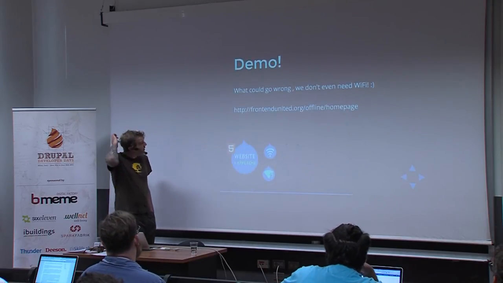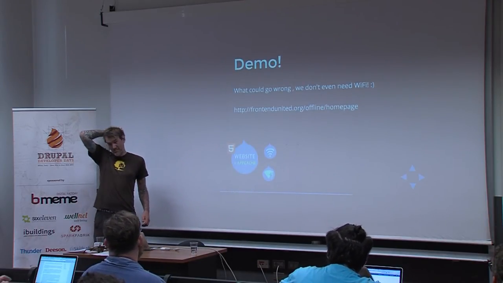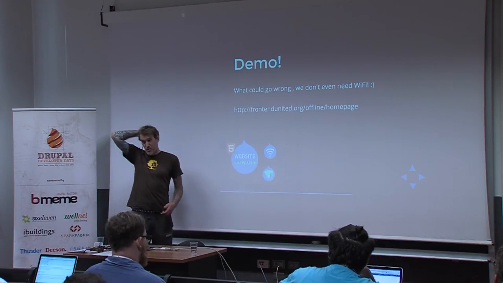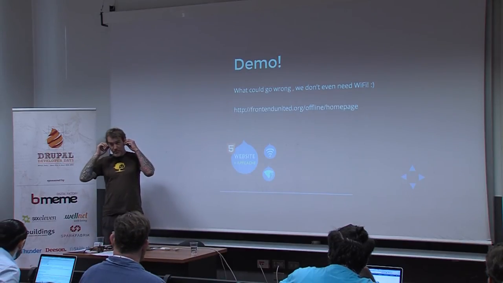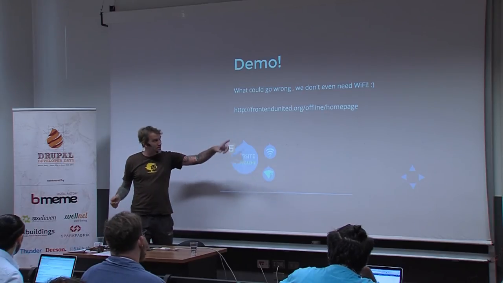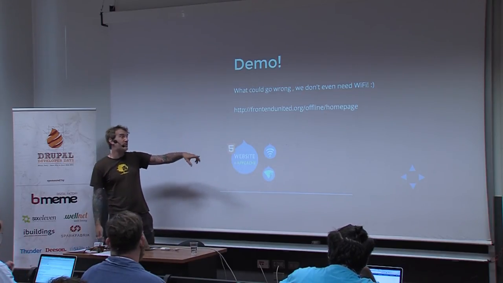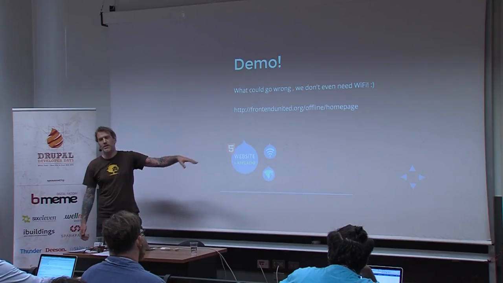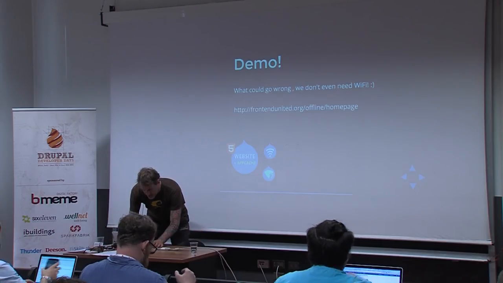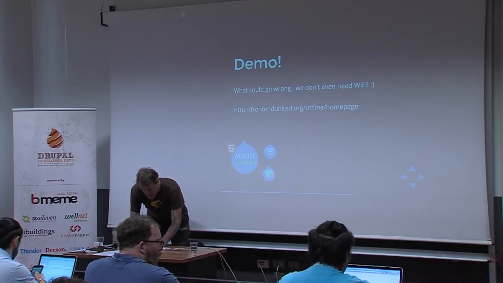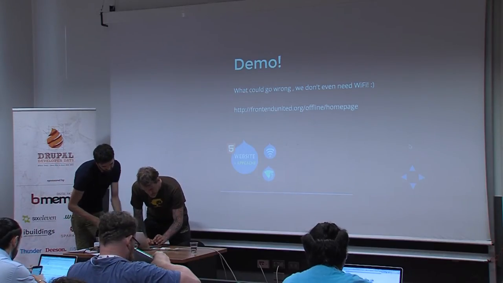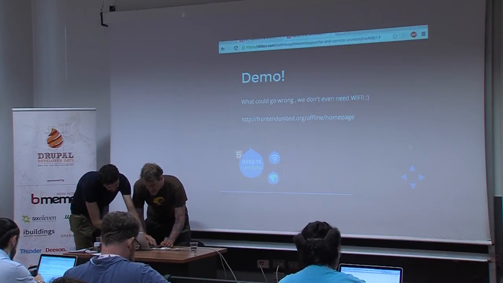So let's do a demo. We don't need Wi-Fi, although initially you need Wi-Fi. If you have a mobile phone and if the internet works, you can go to frontendunited.org/offline/homepage or just go to frontendunited.org and there's a menu item called offline, and I will do that here as well. That is searching. How do you go back? Come on.